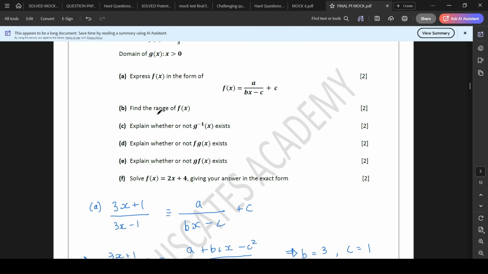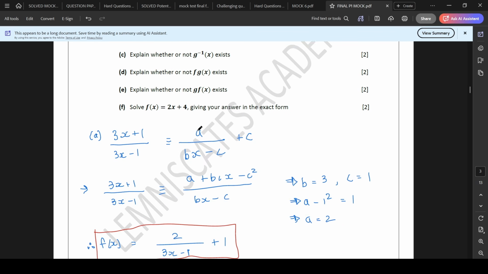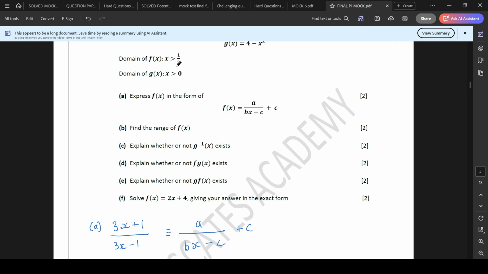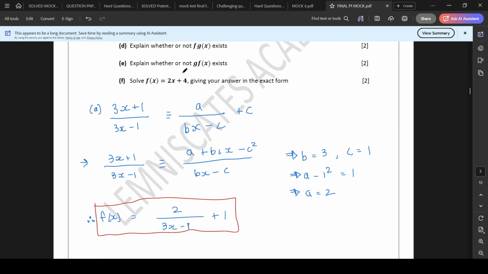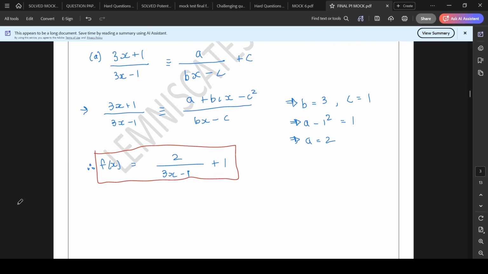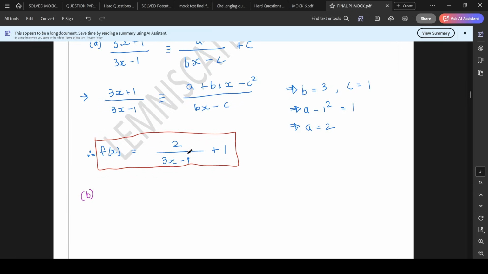The second part of this question states that we have to find the range of this function where the domain is greater than 1 by 3. So if you have watched my playlist on the domain and range, you know I'm a big fan of drawing the graphs on the spot, right? And then find the range. It will never be wrong. 100% that is a guaranteed thing. If you are able to sketch the graphs properly and if you are able to read the graphs properly, you will never go wrong. So for part B, let me just quickly sketch a graph of this.